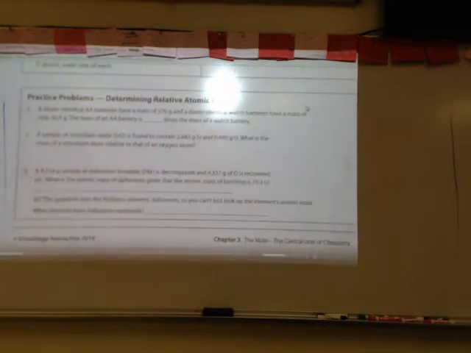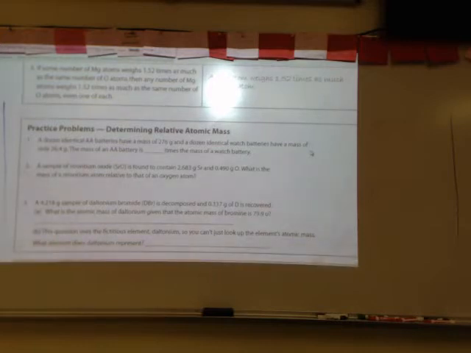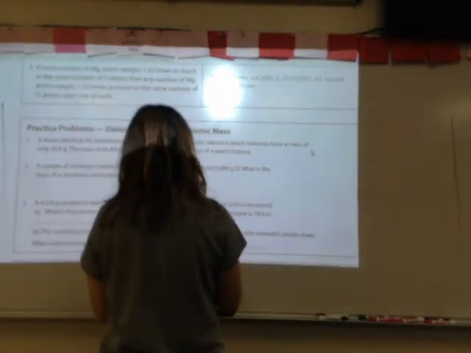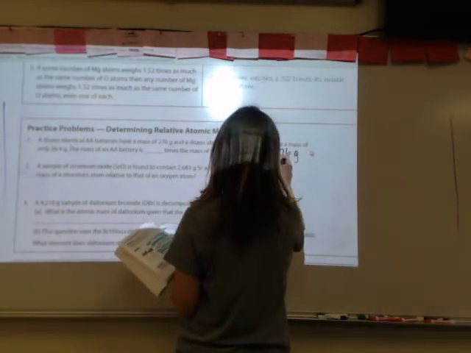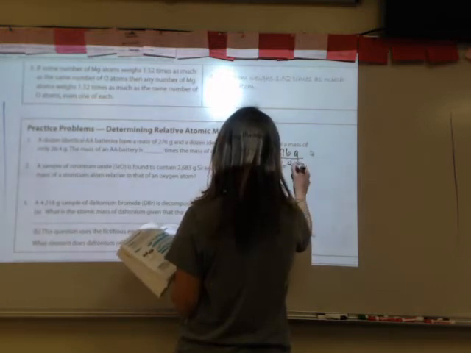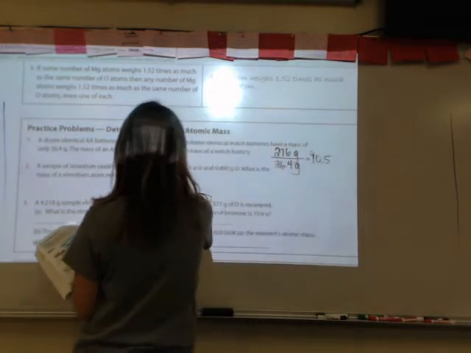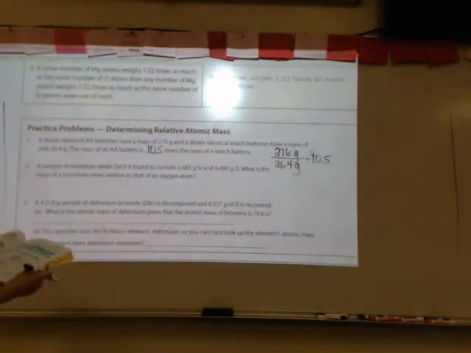If we come down here to the practice problems. Number 1 says a dozen identical AA batteries have a mass of 276 grams. A dozen identical watch batteries have a mass of 26.4 grams. The mass of a AA battery is blank times the mass of a watch battery. So we should take the 276 grams of the AA batteries divided by 26.4 grams of the watch batteries. You're going to get 10.5. So that means your AA battery is 10.5 times the mass of a watch battery.